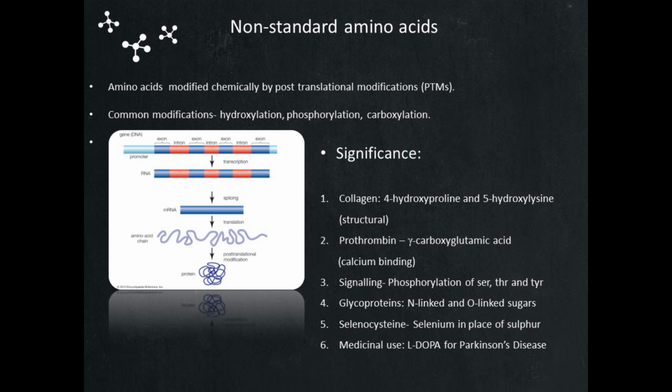Then we also have a chemically synthesized amino acid called selenocysteine, which has selenium in place of sulfur in the cysteine. And finally, these amino acids also find medicinal use. For example, L-DOPA is used for the treatment of Parkinson's disease.